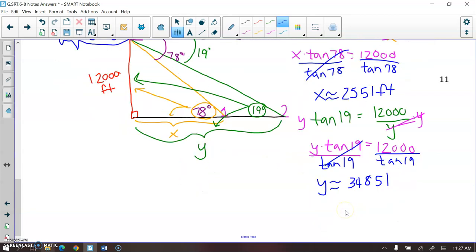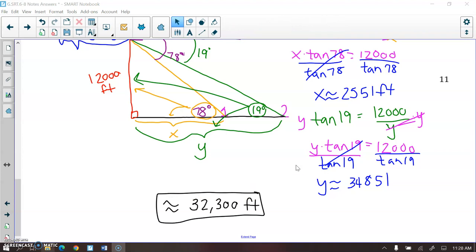So then to find the distance between the two airports, we would just subtract the two. So 34,851 minus 2,551, we get 32,300 feet as the distance between the two airports.